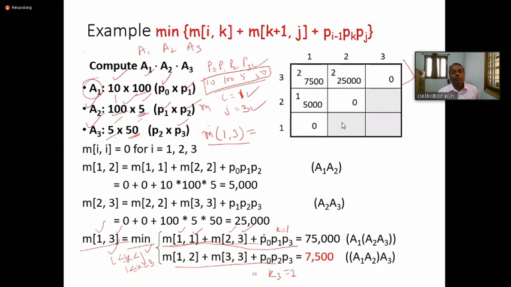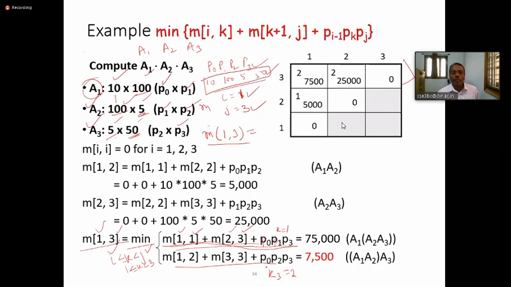Clear? Then P of I comma, sorry, I minus 1. I minus 1 in the sense, what is the I here? 1. 1 minus 1 is equal to 0. That's why P0. Okay. What is the K value? PK, in the sense what is the K value? P1. That's why P1. What is the P3 value? P3 is the last one. Okay. Are you clear? This is the P3 value. Now you got this value.